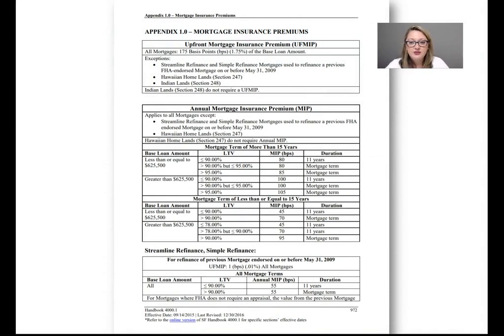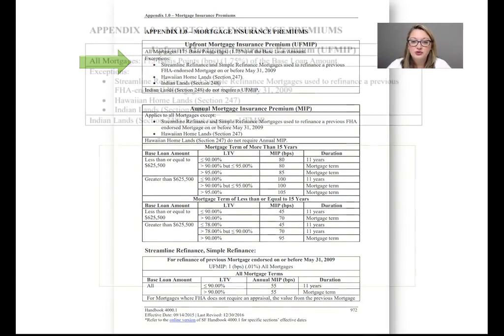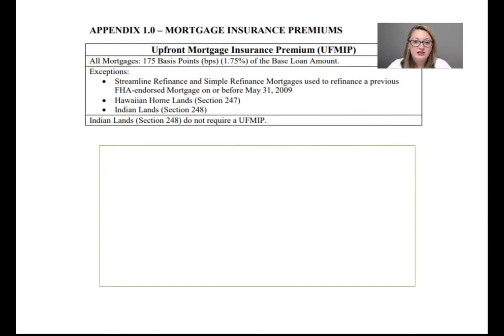So here is the Appendix 1.0 mortgage insurance premiums. And at the very top, we're going to focus on the upfront mortgage insurance premium, known as the UFMIP. You can see here at the top, it says that for all mortgages, the upfront mortgage insurance premium as of today is 175 basis points, or 1.75% of the base loan amount. So that's the calculation, and I'm going to show you how to calculate it in just a second.